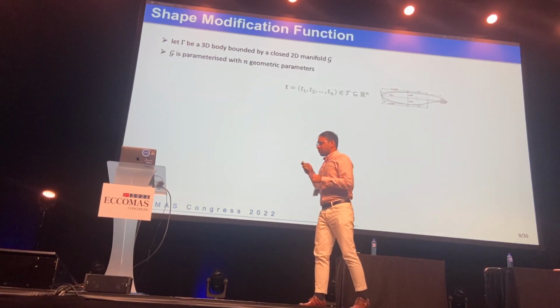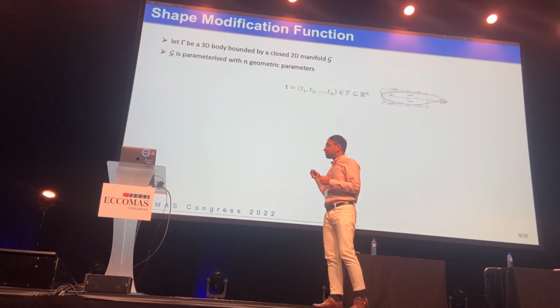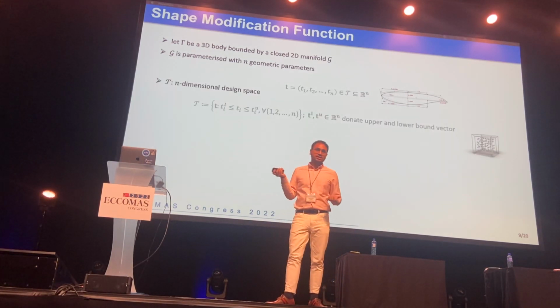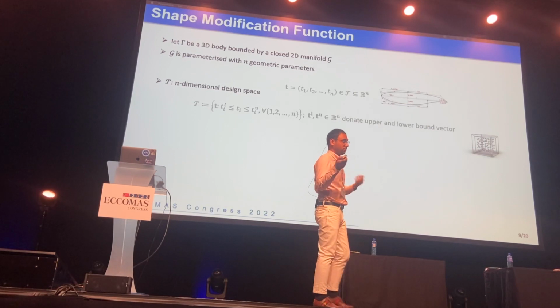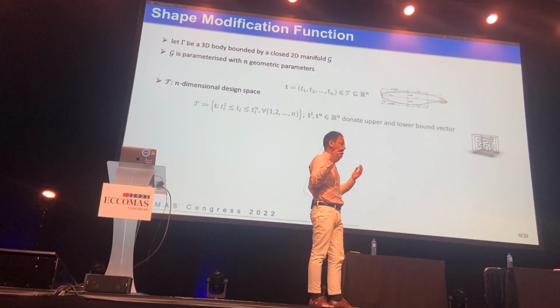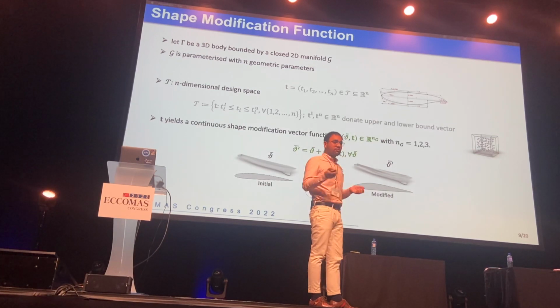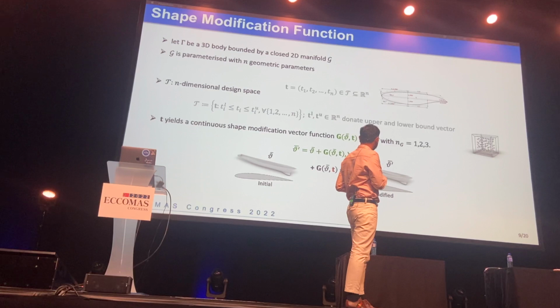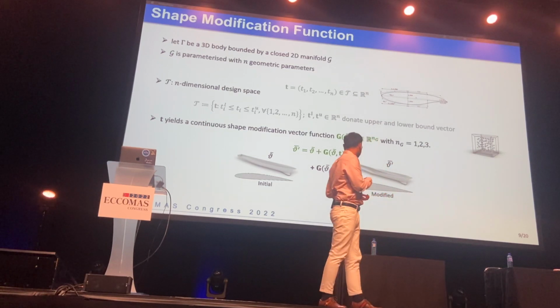Okay. So consider we have a design which is parameterized with a certain number of parameters, and this parameterization gives us a certain design space with upper and lower bounds, depending on what type of parameterization we're using. Then we have a shape modification function given a set of parameters. We have this t, and we give it these parameters with the parent or the initial design, and we get a new modification of the design based on these parameters.